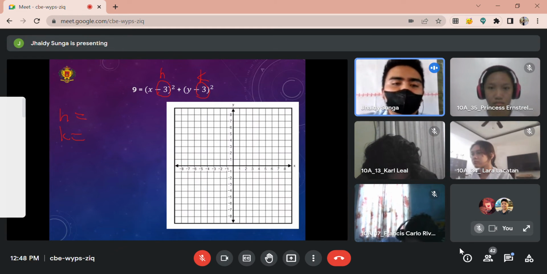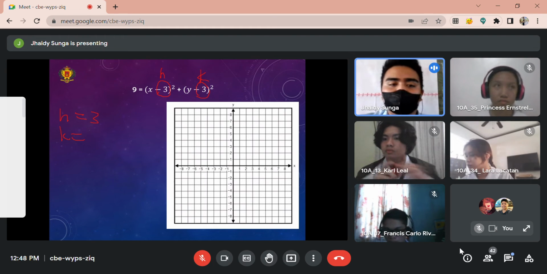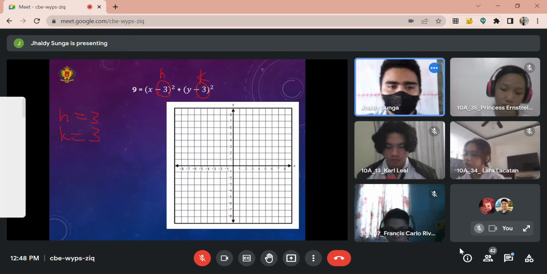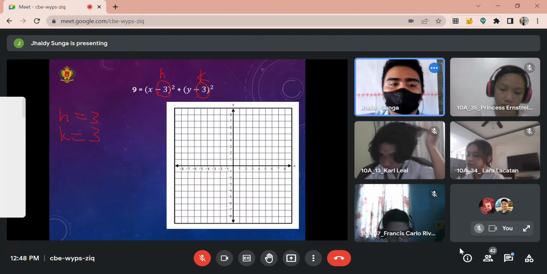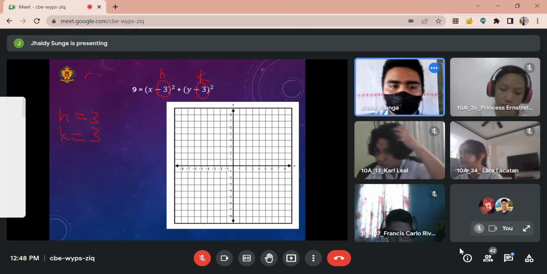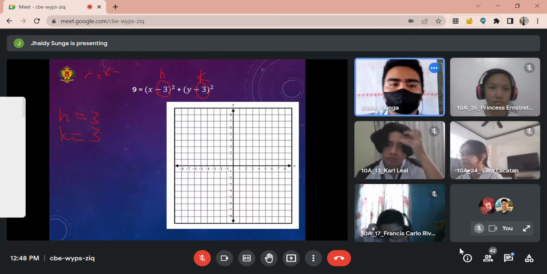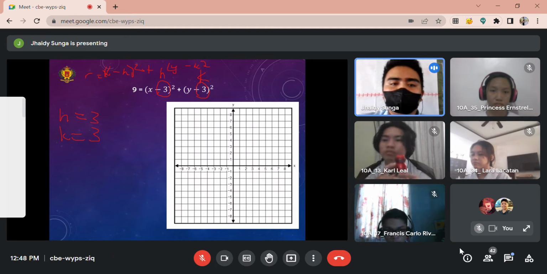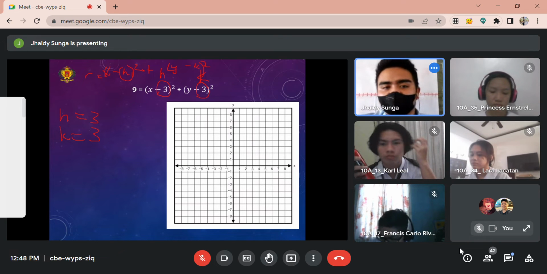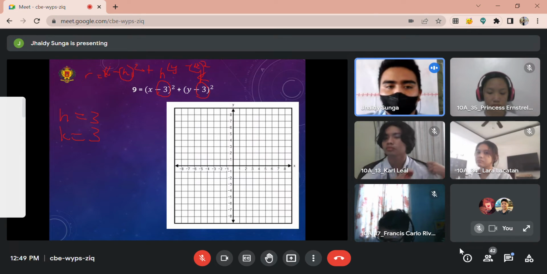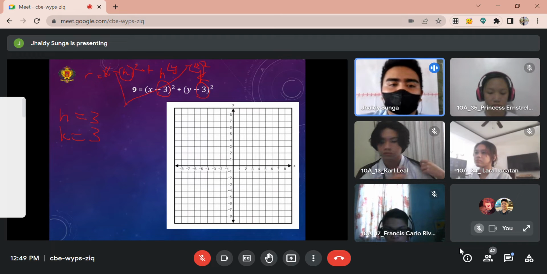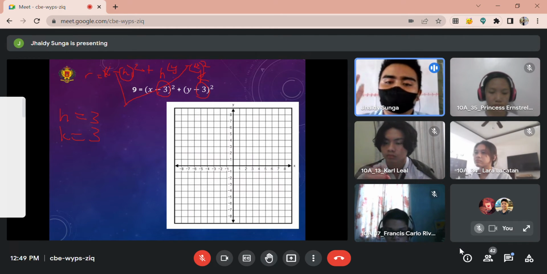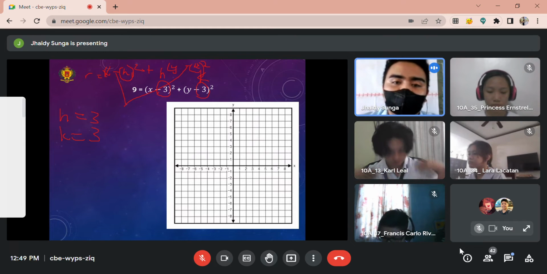Correct. Our h is positive 3, and our k would be positive 3 as well. Why? In the standard formula, r squared is equal to (x minus h) squared plus (y minus k) squared, isn't it? So here we can see that our h is positive and our k is positive as well. The middle is our operation, so the operation does not affect the values of h and k.